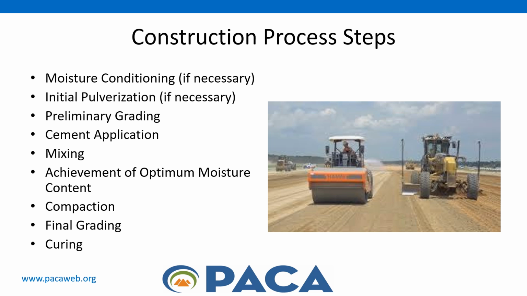The steps included in the construction process are moisture conditioning if necessary, initial pulverization of the subgrade if necessary, preliminary grading, the cement application, mixing in the cement, achievement of optimum moisture content of the subgrade, compaction, final grading, and curing. Let's look a little deeper at each of these steps of the cement soil stabilization process.